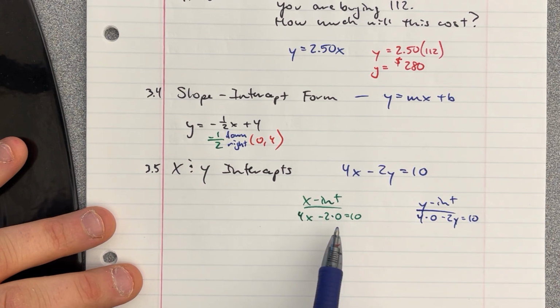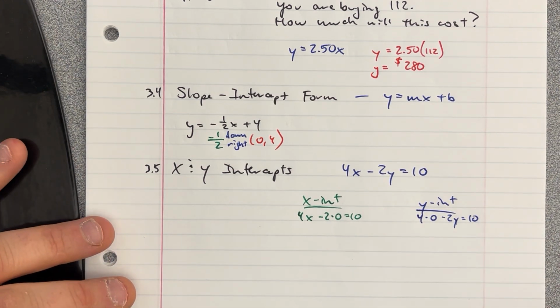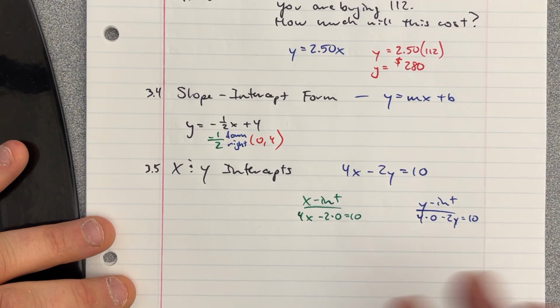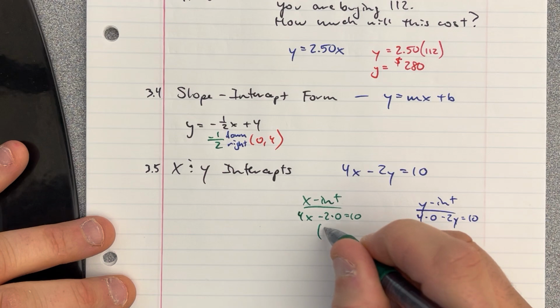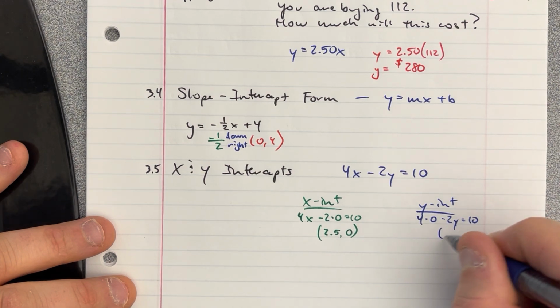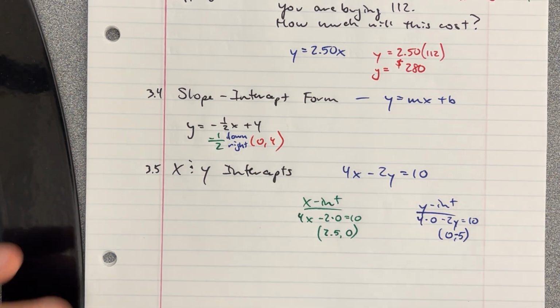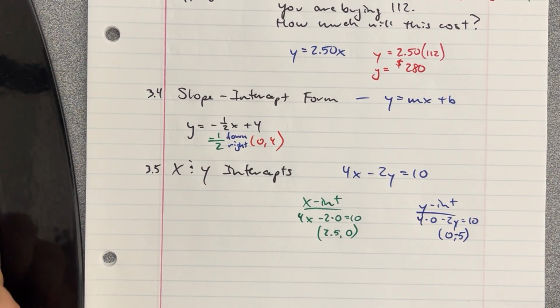So if I want to find the x-intercept, I plug in 0 for y, and I solve the equation. To find the y-intercept, I plug in 0 for x, and I solve the equation. And then I'm left with ordered pairs at the end. So this would be, whatever 10 divided by 4 is, I guess it's 2.5, so that'd be (2.5, 0). And this one over here, 10 divided by -2, this would be (0, -5). And I'd graph those and draw a line between those 2 points.